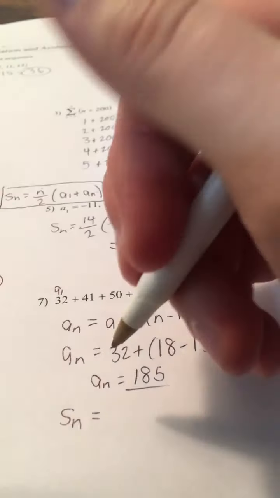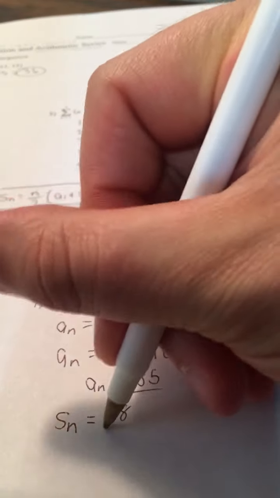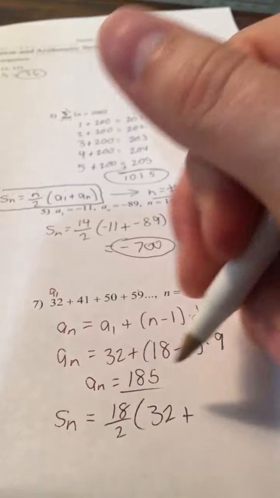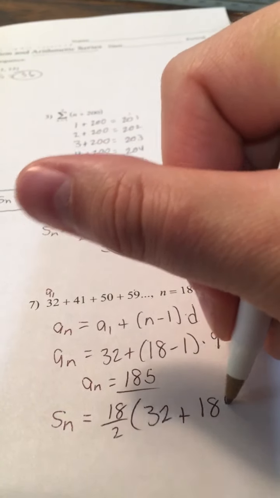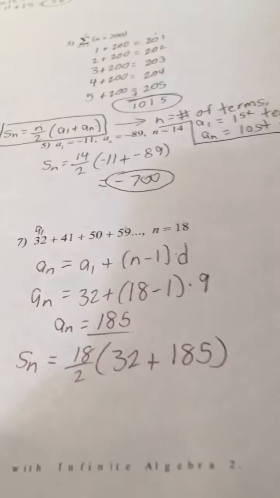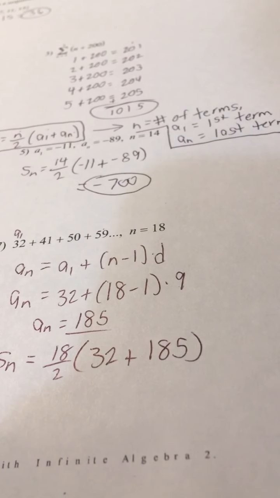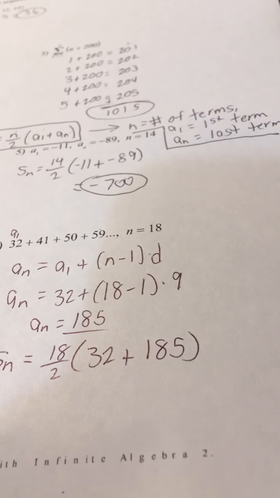I want the sum. So the sum of all those numbers can be n over 2, so 18 divided by 2, which is 9, times a1, which is 32, plus an, the last term, which was 185. And just work that out. 9 times 32 plus 185, 1953. What an interesting year.